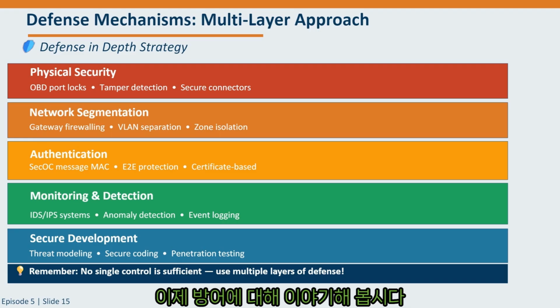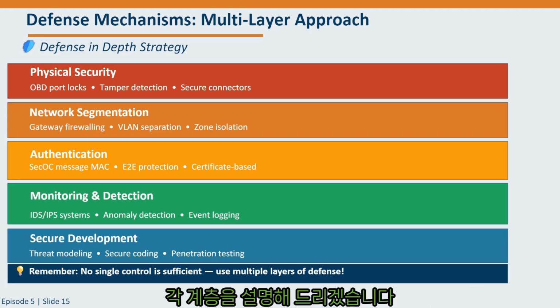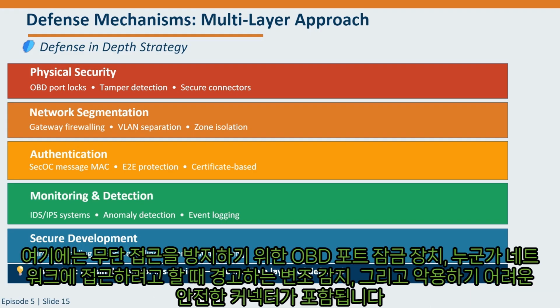Now let's talk about defense. The key principle is defense in depth, using multiple layers of security. Let me walk you through each layer. Layer 1 is physical security. This includes OBD port locks to prevent unauthorized access, tamper detection to alert when someone is trying to access the network, and secure connectors that are harder to exploit.